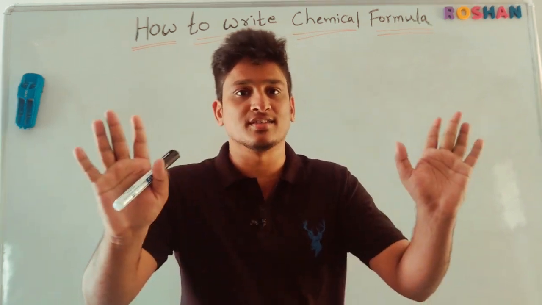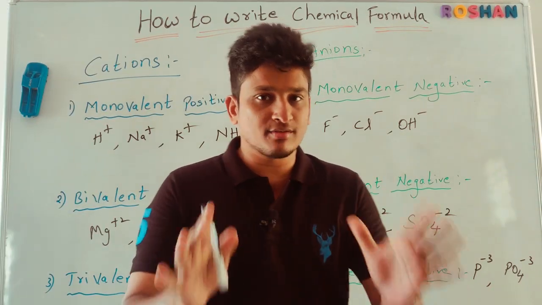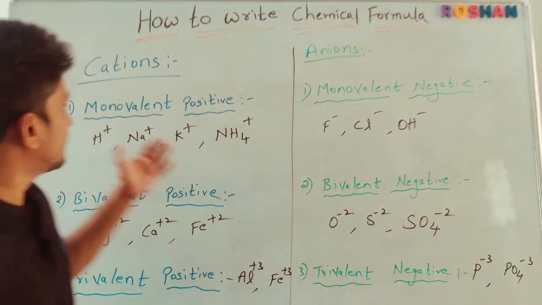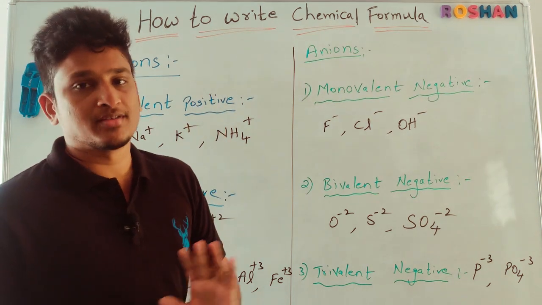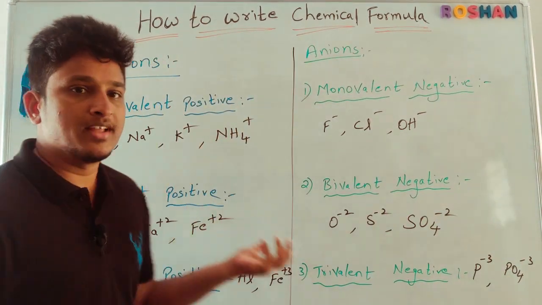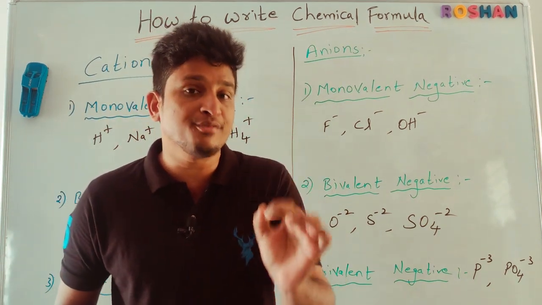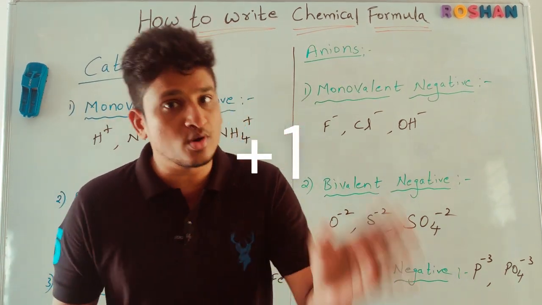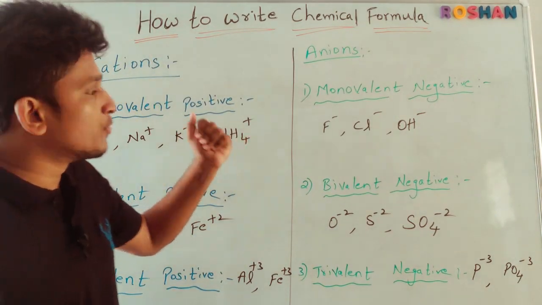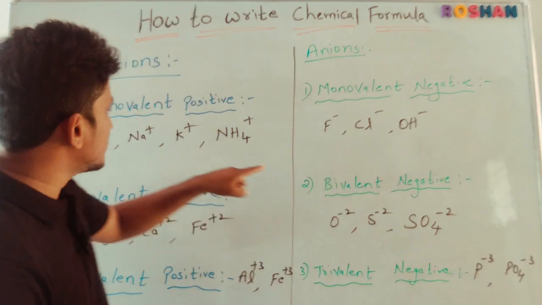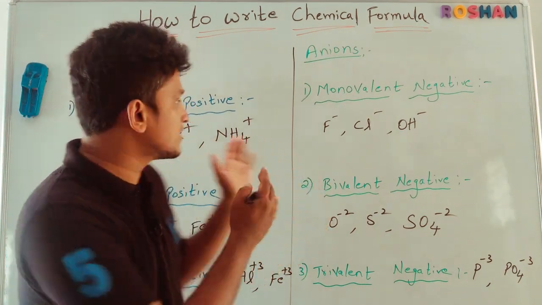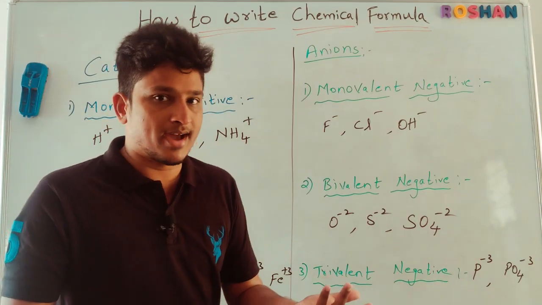First of all, let's see these ions. Students, based on the valency of the charge, these are the types of cations and these are the types of anions. Look at the first one, monovalent positive ions, also called monovalent electropositive ions. Monovalent means they all have a charge of +1. They are cations, monovalent positive, +1 charge. Look at the examples: H+, Na+, K+, ammonium ion NH4+. What is the common thing in all these examples? They all have +1 charge. Yes sir, and they come under monovalent or univalent, both are the same.